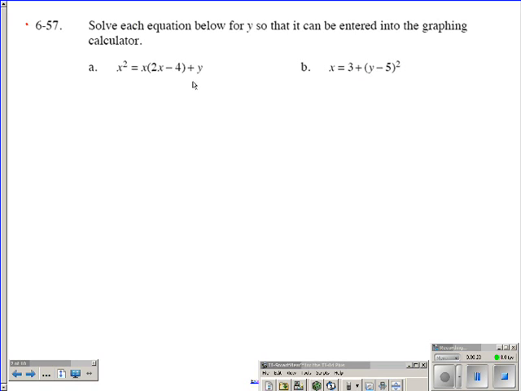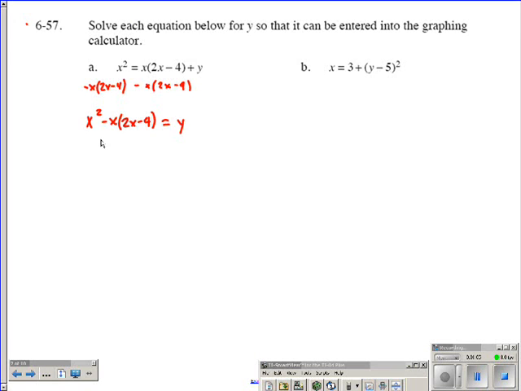One thing we could do here, because all we have is all of this quantity here plus y, we could simply just subtract this entire quantity from each side. So I subtract it from this side, I'm going to subtract it from this side over here, because this is like one value when you simplify it down. And we'd end up with x squared minus x times the quantity of 2x minus 4 equals y. That could be entered into the graphing calculator with no problem.